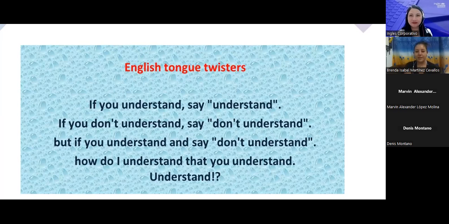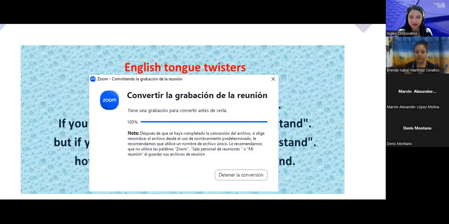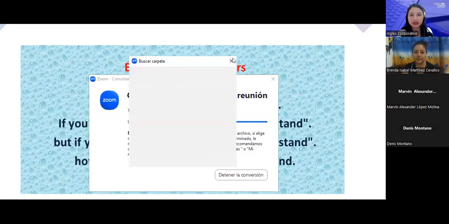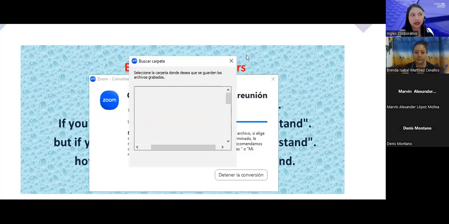If you understand, say understand. If you don't understand, say don't understand. But if you understand and say don't understand, how do I understand that you understand? Understand? Okay, understand. Great. Acuérdense, chicos, la pronunciación de la consonante al final, la D, D.